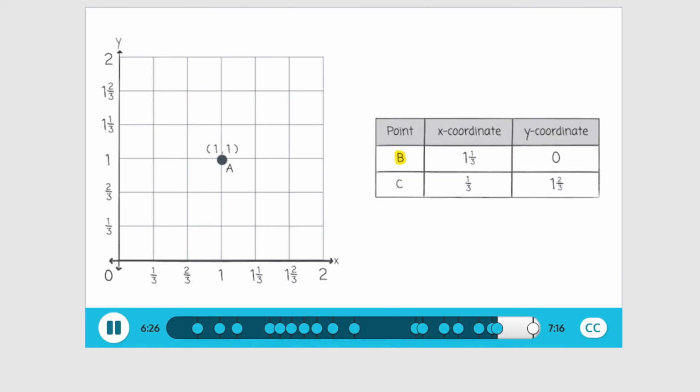Yay! Point B is 1 1/3 units over on the x-axis and 0 units up. We can also say that its distance from the y-axis is 1 1/3, and its distance from the x-axis is 0. Point C is 1/3 of a unit over on the x-axis and 1 2/3 units up. We can also say that its distance from the y-axis is 1/3, and its distance from the x-axis is 1 2/3.